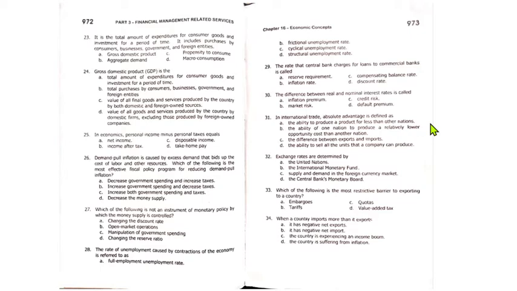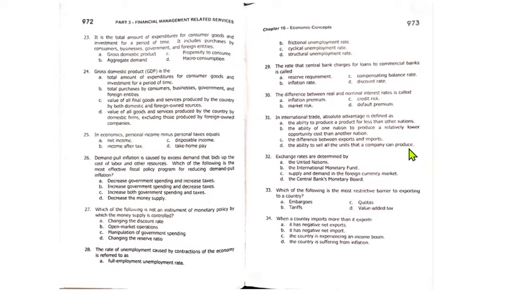Yung B, yung ability of one nation to produce at a relatively lower opportunity cost than another nation. Kapag ang orientation natin is the comparison related to opportunity cost, yan ay comparative advantage. The difference between exports and imports, ito yung tinatawag na net exports. The ability to sell all the units that a company can produce, there are no terminologies related to this in international trade, okay? So the answer is 31A.